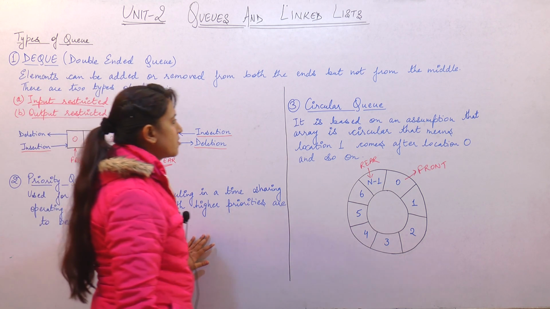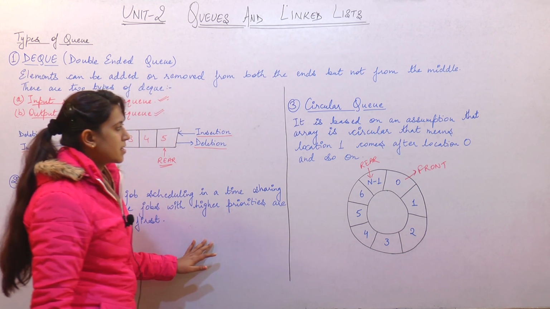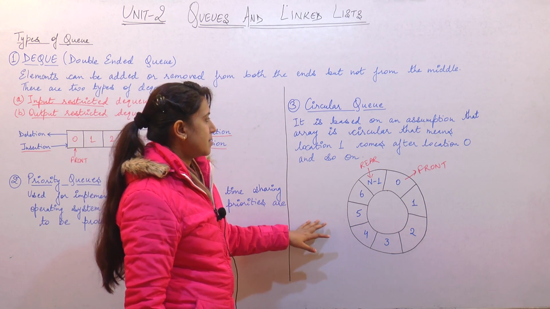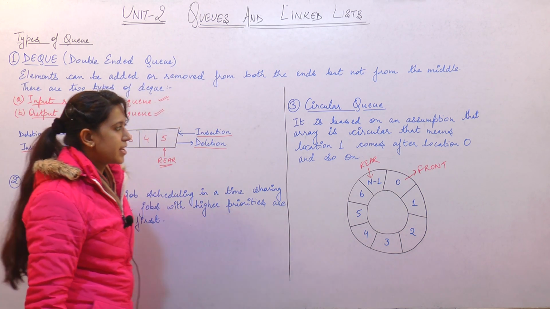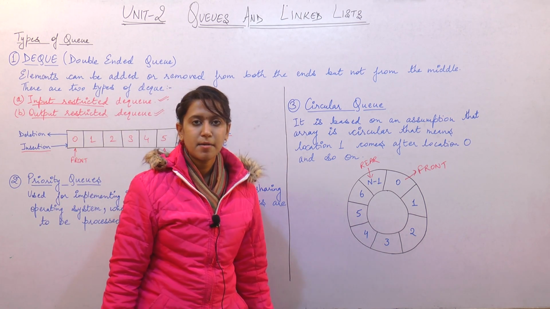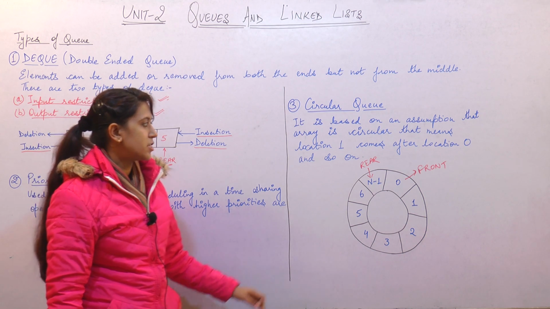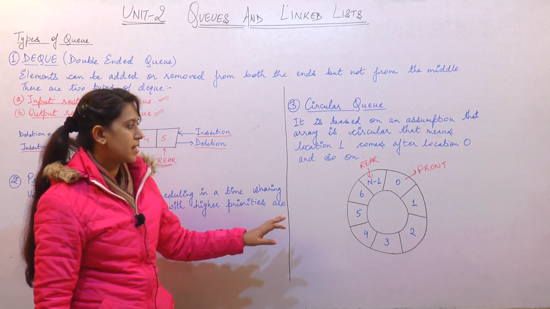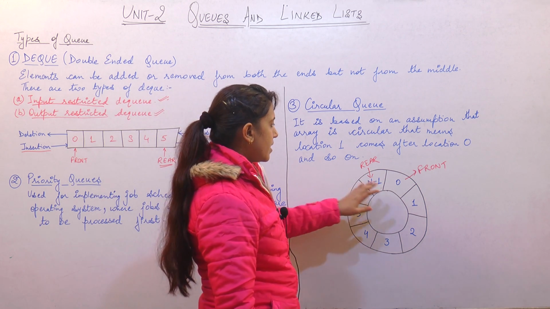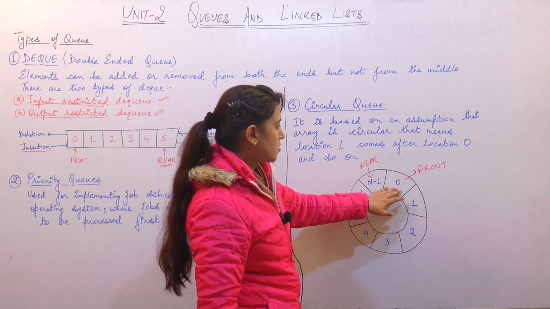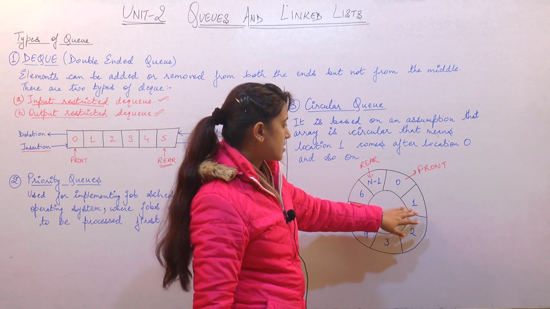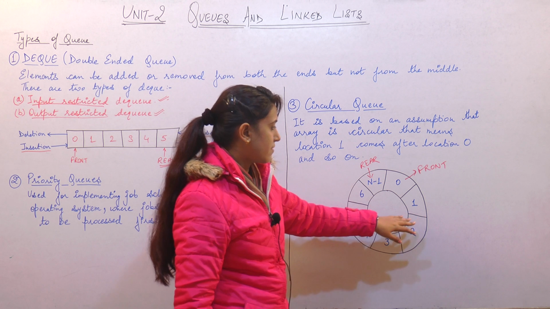Third type of queue is circular queue. In circular queue, we are using an assumption that the array is circular in nature. That means location 1 comes after location 0, location 2 comes after location 1, and so on. Considering this example, we have this location 0. First element will be stored at location 0, then second element will be stored at location 1.